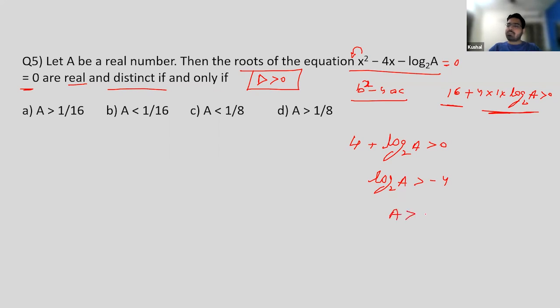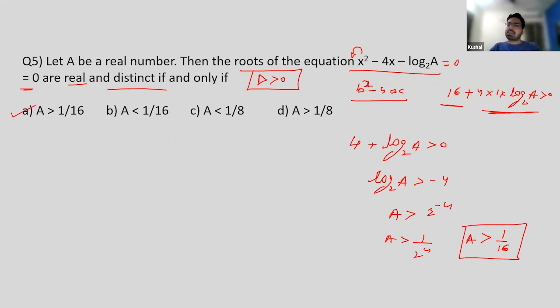That means my value of a must be greater than 2 to the power of minus 4. Let me write it over here. And a is greater than 1 by 2 to the power of 4. That can be written as a is greater than 1 by 16. Right? So the answer to this question is a greater than 1 by 16.